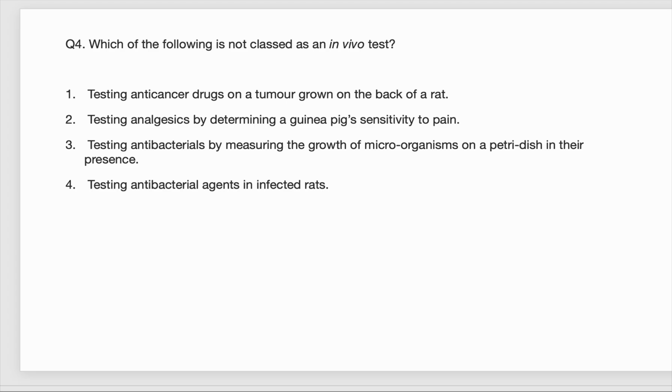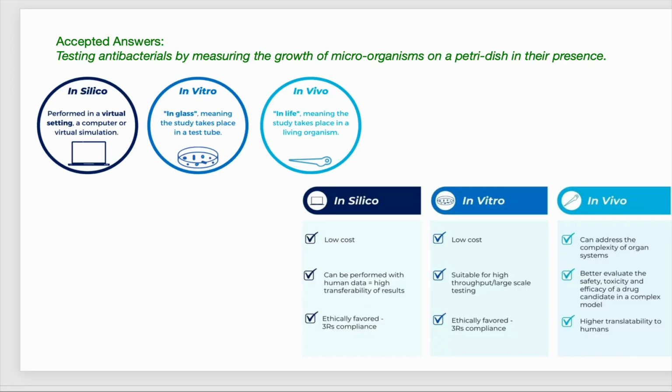So among the following options, the third one is talking about in vitro rather than in vivo: testing antibacterials by measuring the growth of microorganisms on a petri dish in their presence. That's in vitro, not in vivo. So that's why it is not classed as in vivo, and the correct answer was the third. Let me discuss this in more detail. What is in vivo and in vitro?